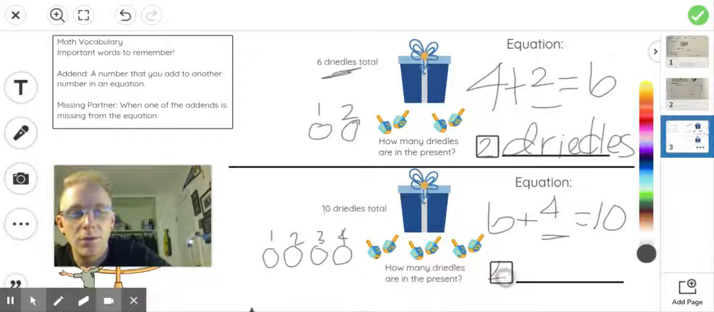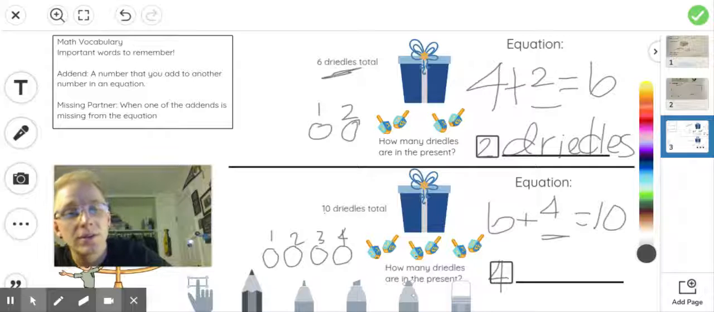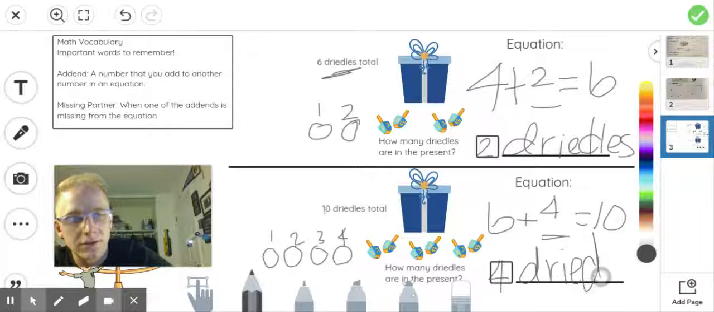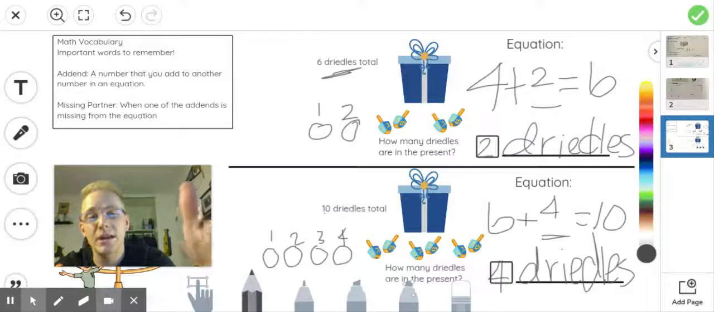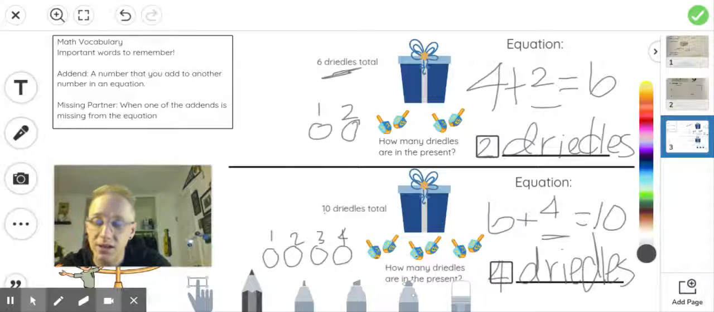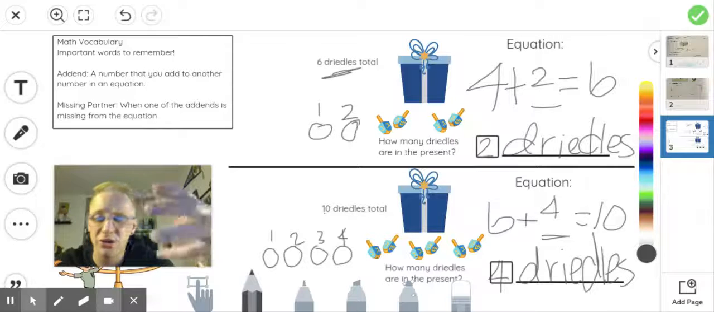I'm going to write 4 down here. And remember, what am I talking about? I need my label. I'm talking about dreidels. 4 dreidels. Excellent. Well, this is important for us to remember, and I'm going to have this filled out, and this way you can come back and see all the hard work that I just did for you and showed you here.